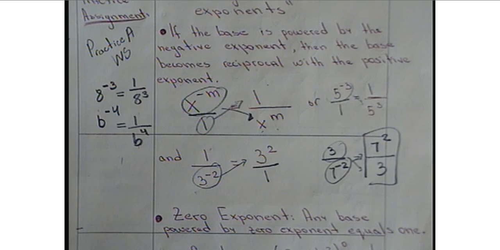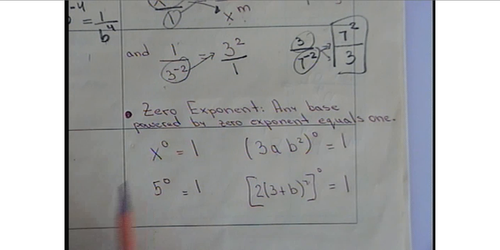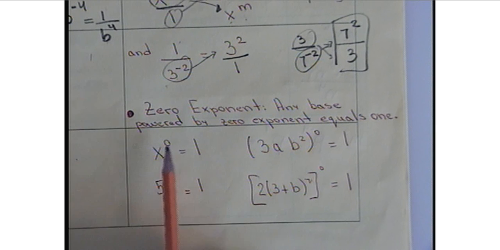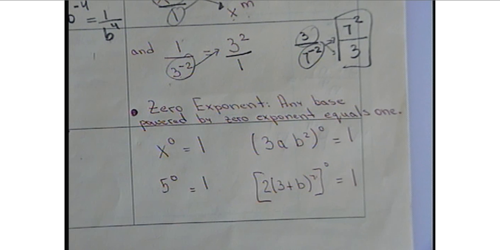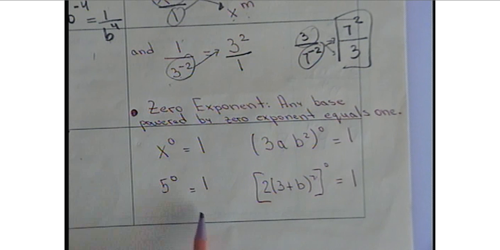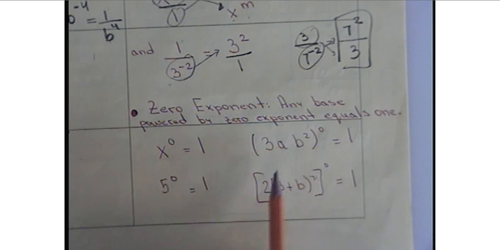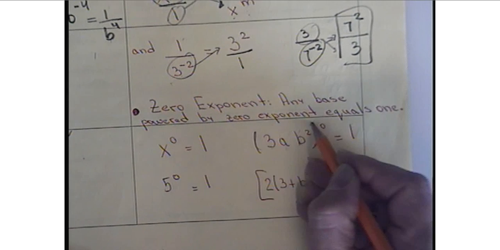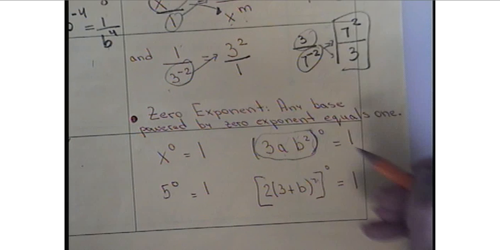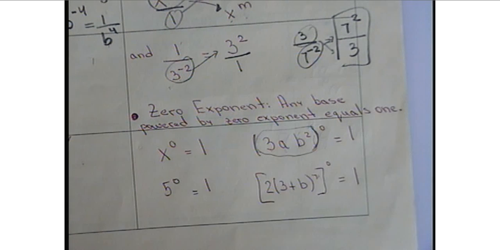Now, zero exponent. This is my favorite part, and let me tell you why. With zero exponents, it doesn't matter what base you have. If it has a power of 0, the answer is always equal to 1. So, if I have x to the 0, it will be 1. If I have 5 to the 0, the answer is 1. If I have inside the parentheses 3 times a times b squared, look at those parentheses, this whole thing, like a box, is to the 0 power, it is again equal to 1.